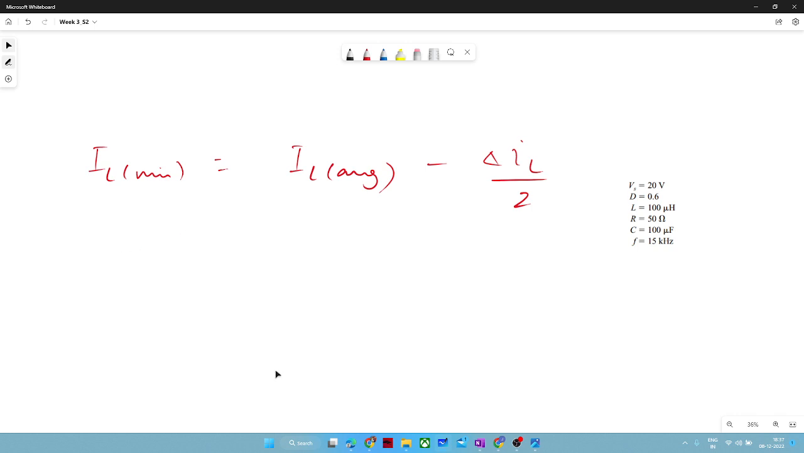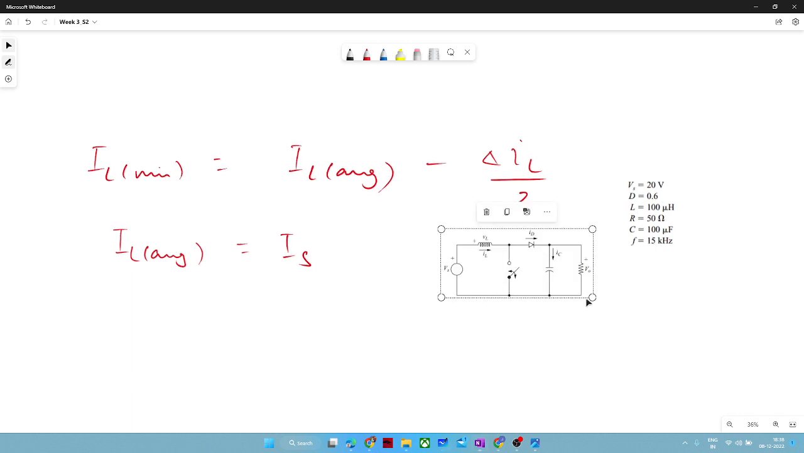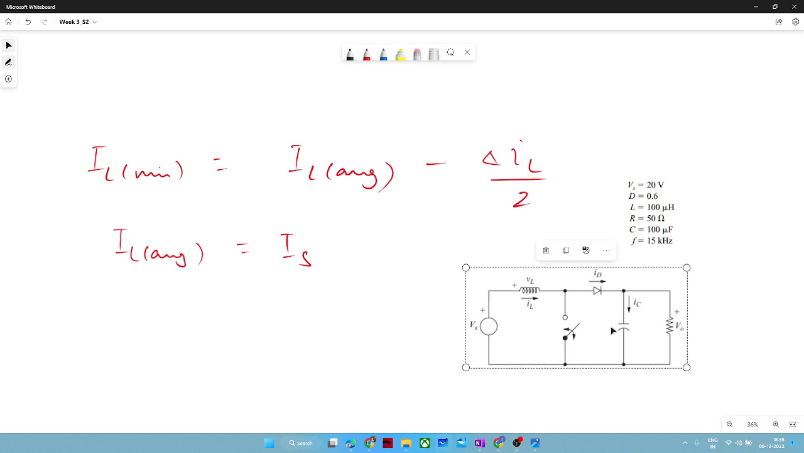So if you do these manipulations of equations, you will get IL average. First thing first, IL average is equal to IS average, right? Because the inductor is connected directly to the source. Should I bring back the circuit also? Yeah. So this way the circuit, which parameters were given. So IL average would be nothing else but IS average, because all source current will flow through the inductor.